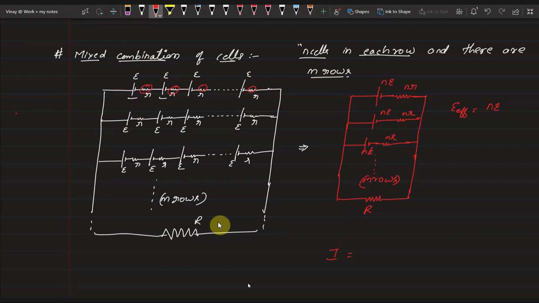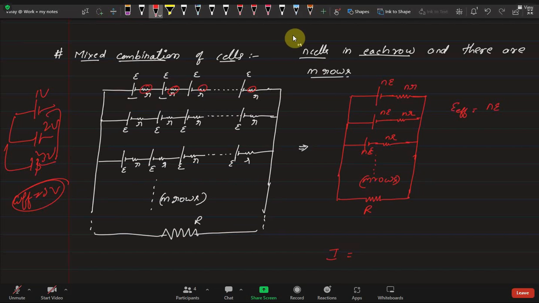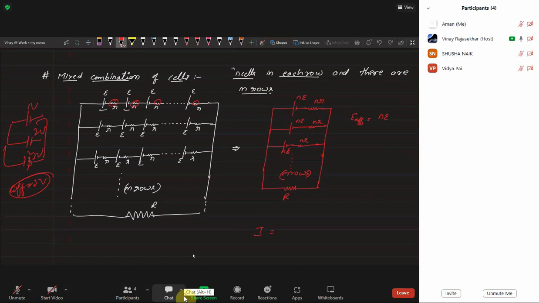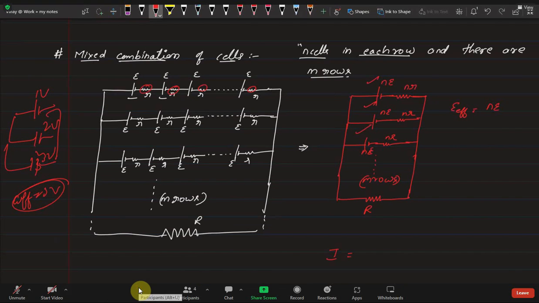I gave one example also. 1 volt, 2 volt, 3 volt connected in parallel, what is the effective EMF? Effective EMF is 3 volts. So effective EMF is nothing but the highest EMF. Now let us suppose there are n cells in each row, then nE is the effective EMF and nr is the effective resistance. If these rows are connected in parallel, then effective EMF is nE only.